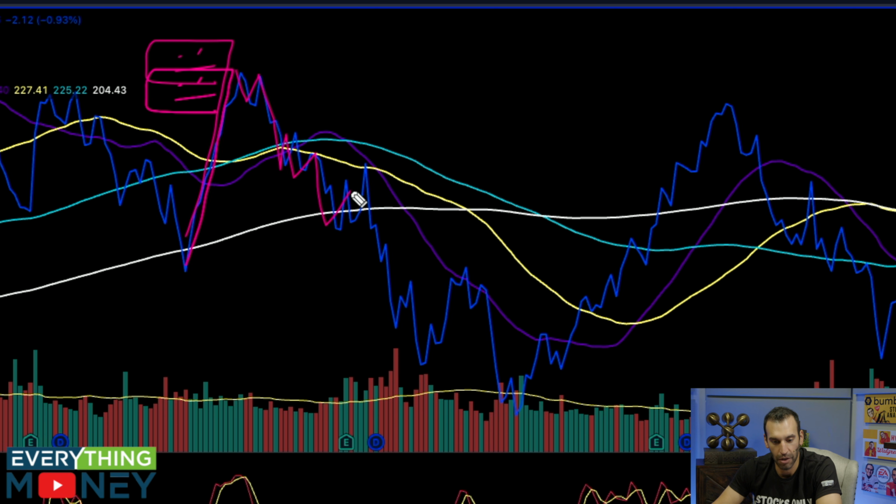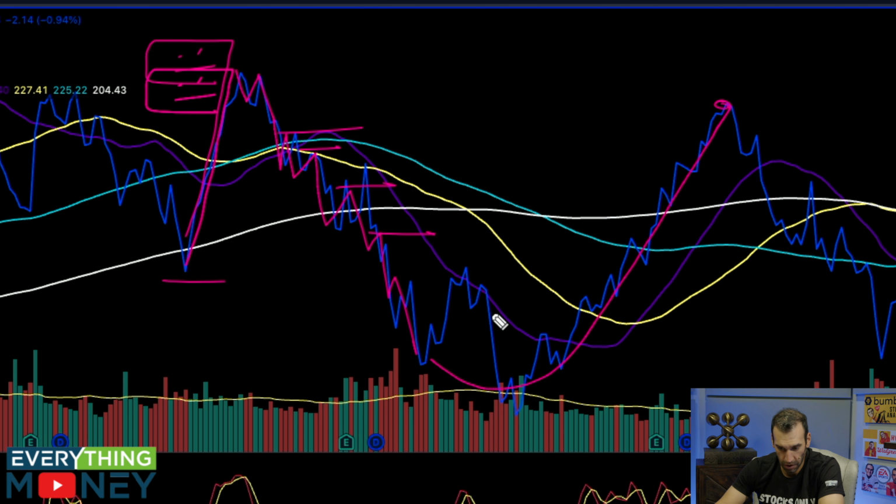Because what does that do? Well, it builds in those different resistance levels, and look how long it took for this thing to get back up here. That was from March through mid-August that it took for it to climb all the way back up. That's the power of M formations and W formations.